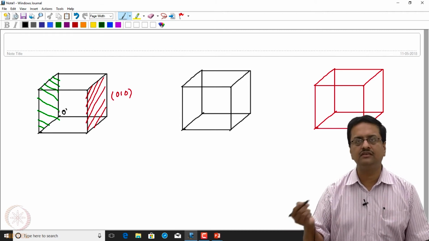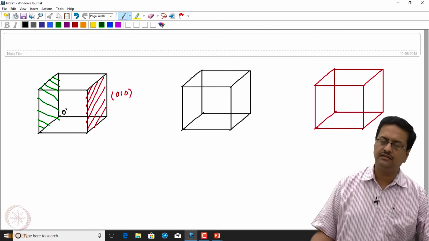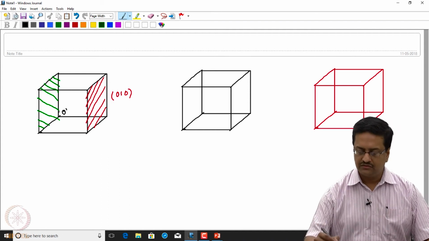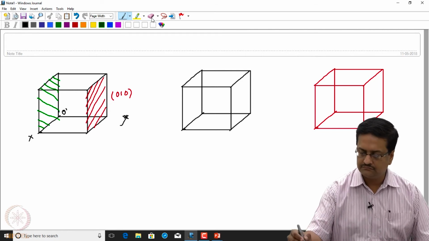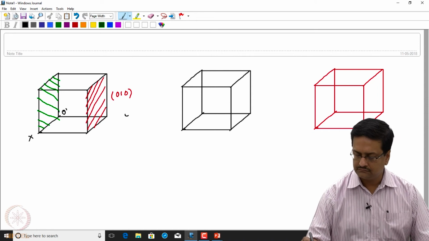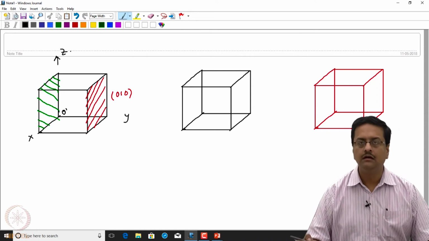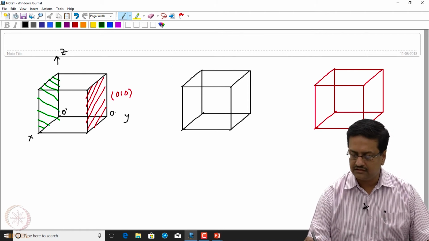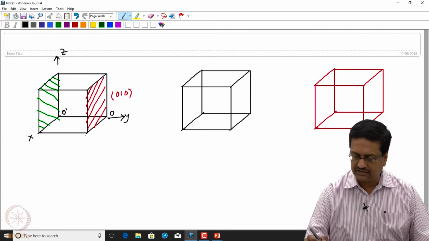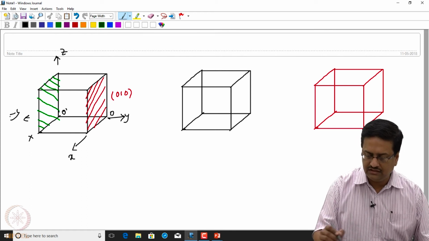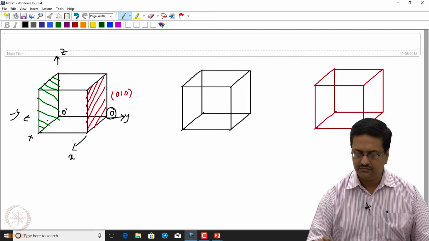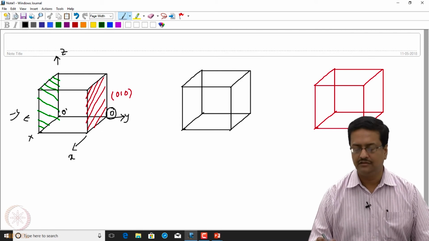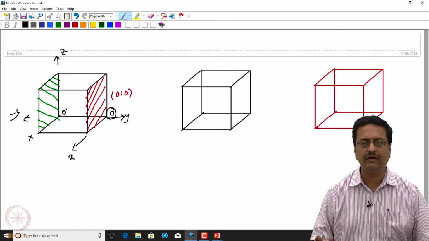So, we need to shift the origin to a suitable location such that the origin is no longer on the plane. So, instead of having x, y, z like that, I would shift this origin here so that this direction is plus x, plus y. This direction is plus x, the backward direction is minus y, and so on. So, now with respect to this new origin, this plane is parallel to x, parallel to z, and has y intercept minus 1.